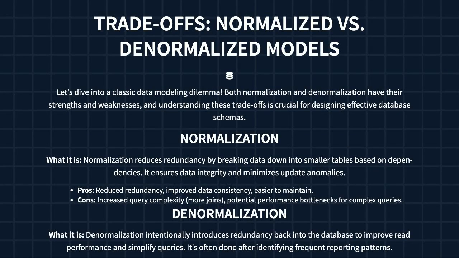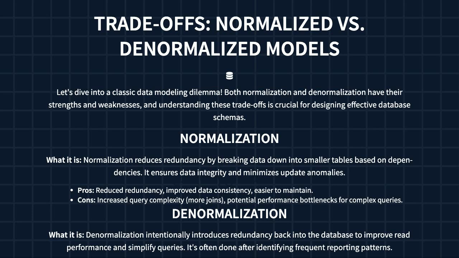Okay, let's talk about how we think about database schemas. We often face a choice between two main approaches, normalization and denormalization. Normalization is all about reducing redundancy, breaking your data into smaller, more manageable tables to ensure everything stays consistent. It's great for maintaining data integrity, but can sometimes make complex queries a bit tricky.